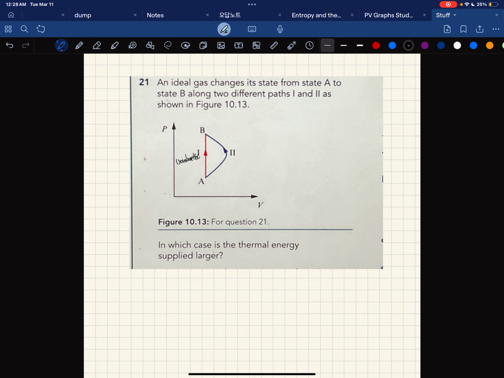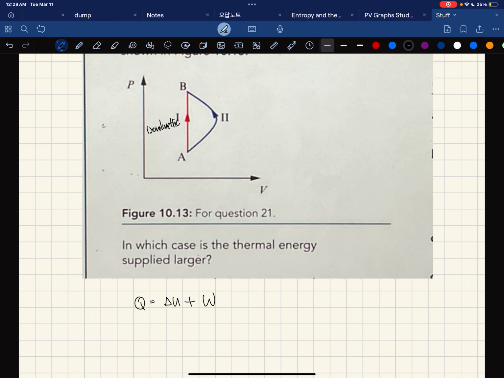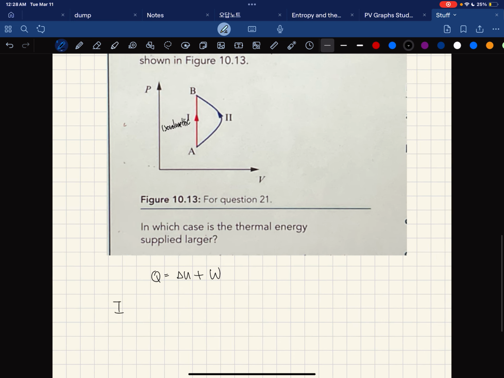So let's first recall the second law of thermodynamics, which states that heat transfer is change in internal energy plus work done. Okay, so what I'm going to do is I'm going to find heat transfer of I and II individually, and then I'm going to compare them. So let's first go with I, which is the red curve.